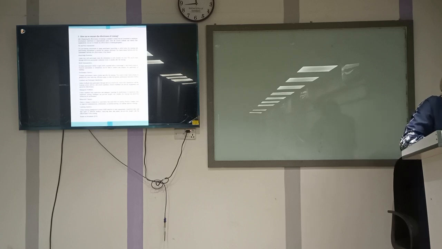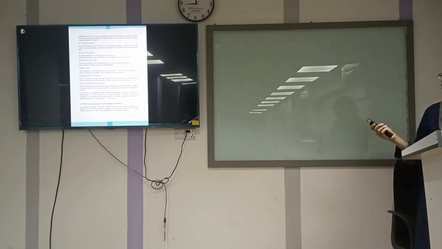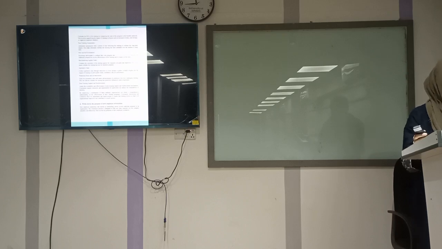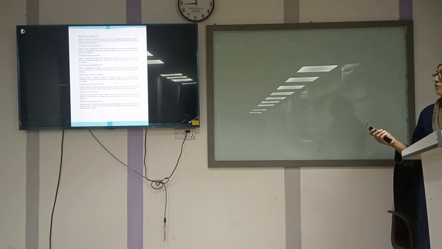Then, how can an organization determine the training needs of employees? It belongs to the training and development chapter. Then how can we measure the effectiveness of training? It also belongs to training and development. Write down the purpose of new employee orientation. It also belongs to training and development. Write down the types of training. So questions 4, 5, 6, 7 belong to the training and development chapter.